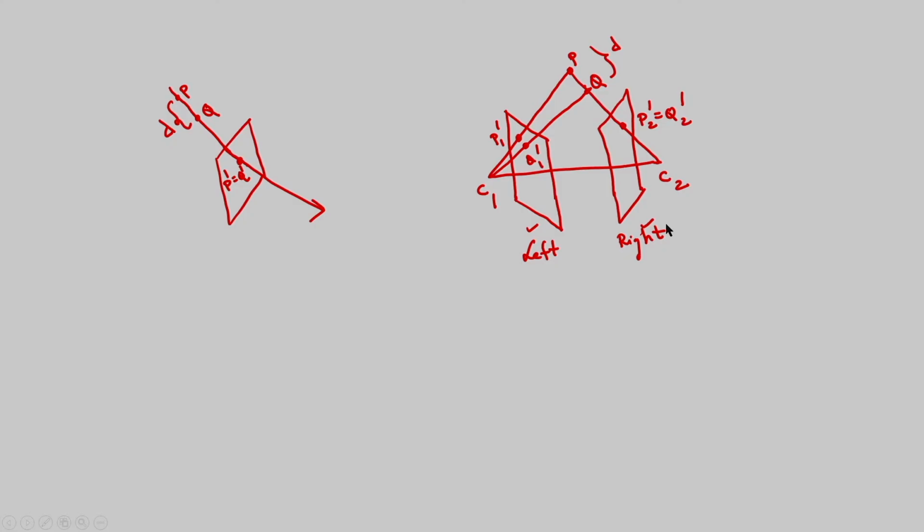So C1 and C2 are mainly the camera projection centers. C1 is the left camera and C2 is the right camera. So in the binocular setup, in the stereo vision setup, I have two images, and you can see the projections of the point P and Q corresponding to the left image and the right image. Corresponding to the right image I have the same point, P2 dash is equal to Q2 dash, but corresponding to the left image the projection points are different. So from this information I want to get the depth information. That is the fundamental concept of stereo vision.